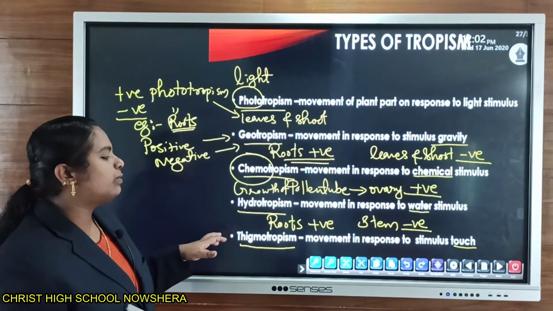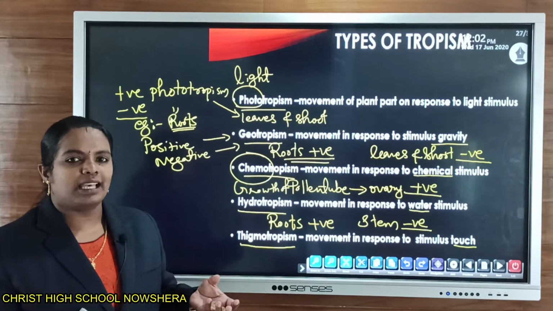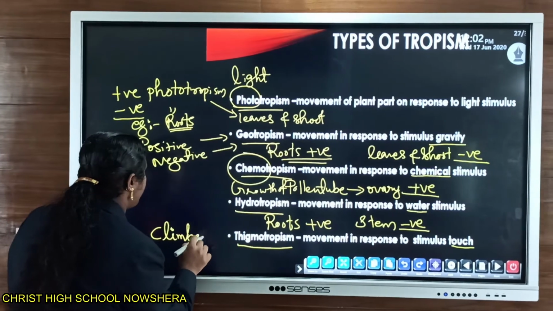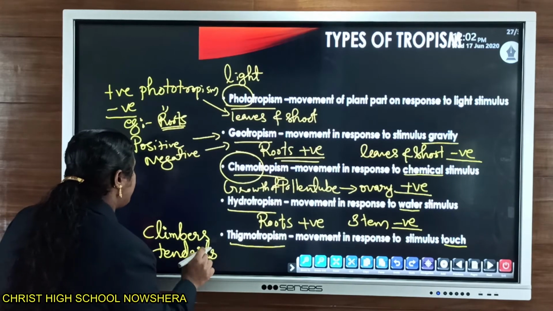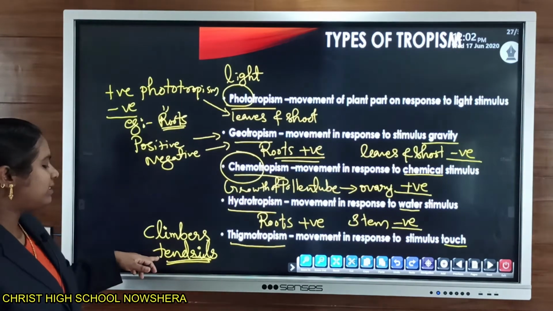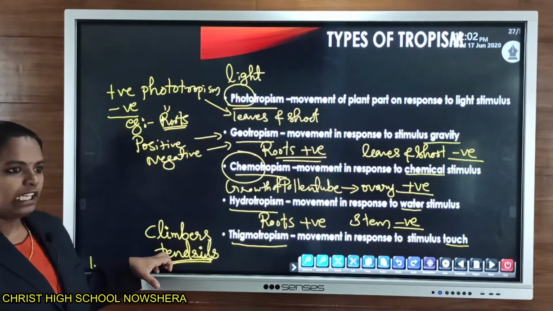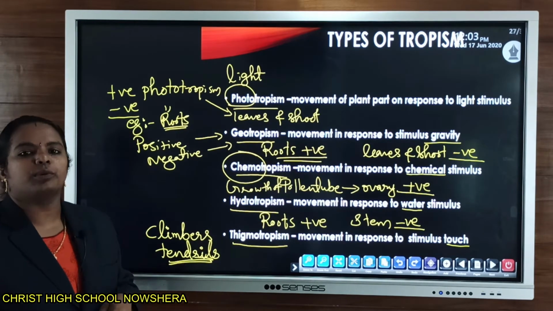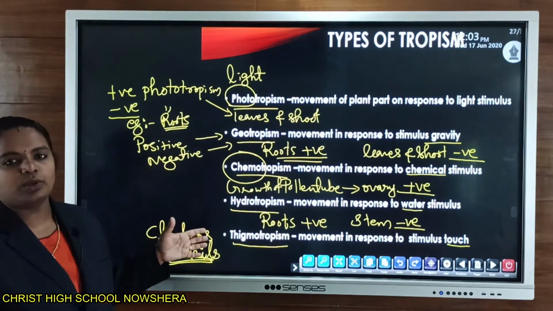Normally some parts of the plant, especially leaves or sometimes tendrils, the growth of the tendrils, mainly in case of climbers. In climbers, tendrils are present, and the movement or growth of these tendrils is due to the stimulus touch. So these tendrils present in the climbers normally show positive thigmotropism. Clear? So these are some examples of different types of tropic movements.